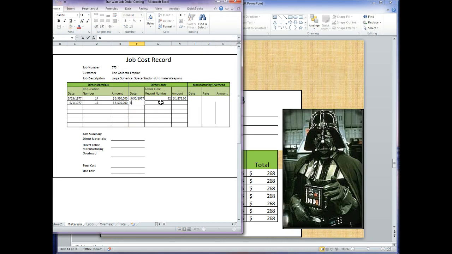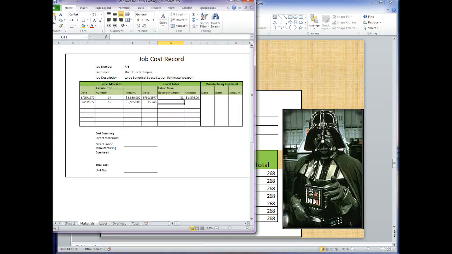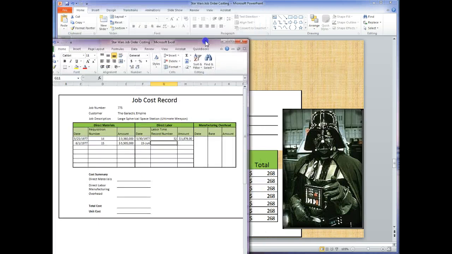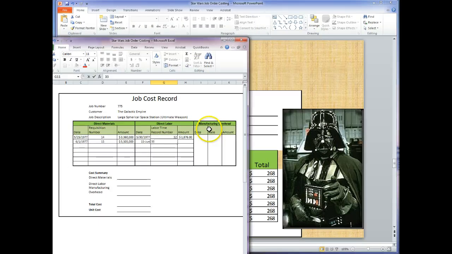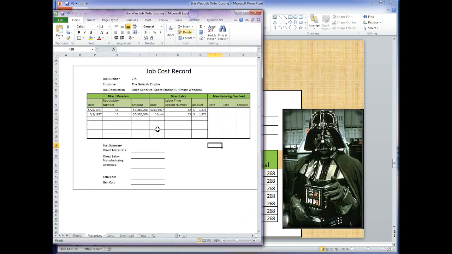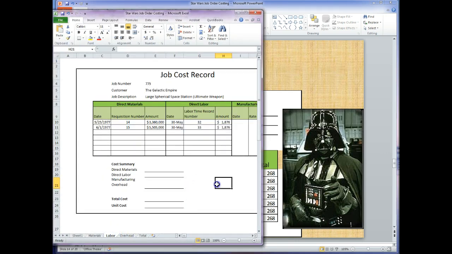So on June 15th, it was the 15th, I hope it was. And it's number 33, and it was 1876. I'm going to go ahead and make that. I'm going to get rid of some decimal points here. All right, and so then your completed labor should look like that.